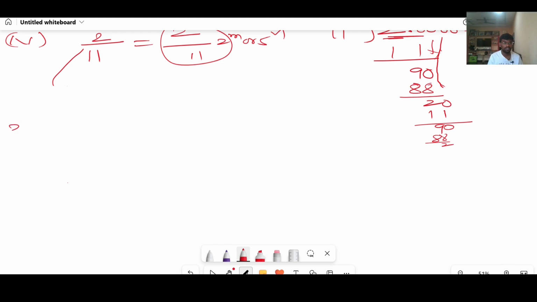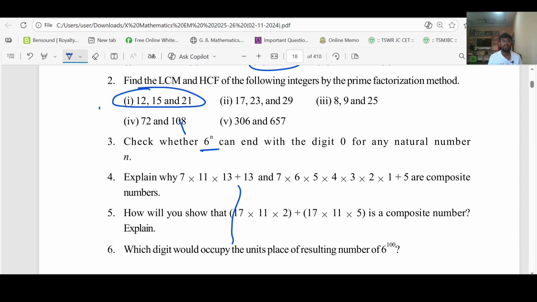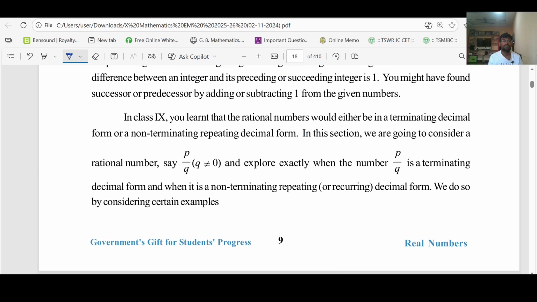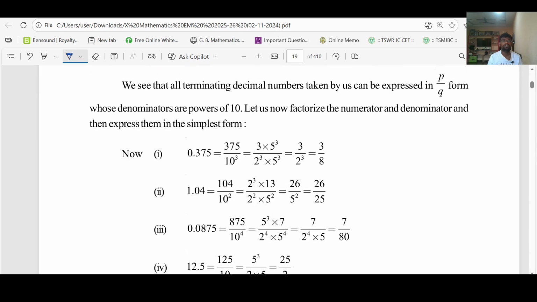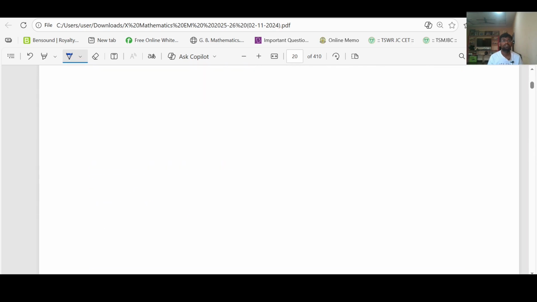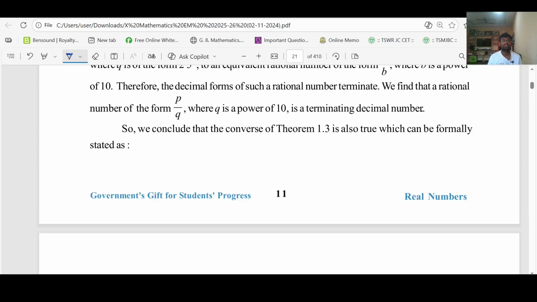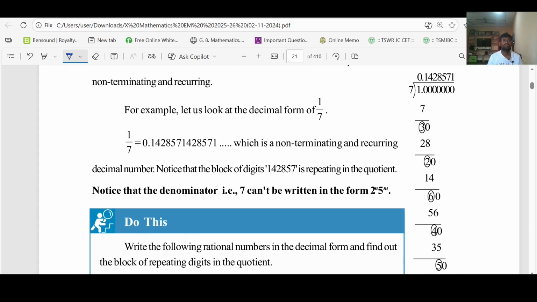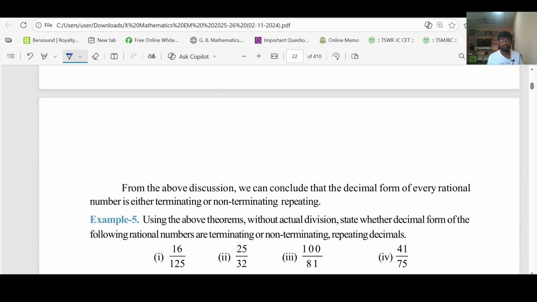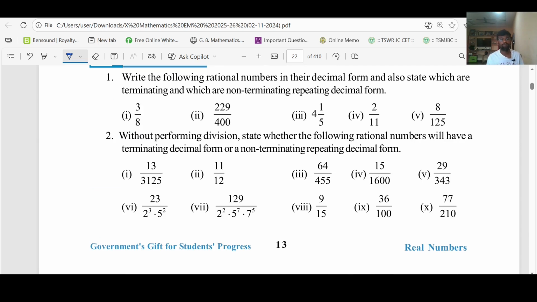And the next question, the second part: without performing division, state whether the following rational numbers will have terminating decimals or non-terminating decimals. Okay, we'll get into the book here. I will show here. Look at here. Second part, without performing division, state whether the following rational numbers will have terminating decimal or non-terminating repeating.